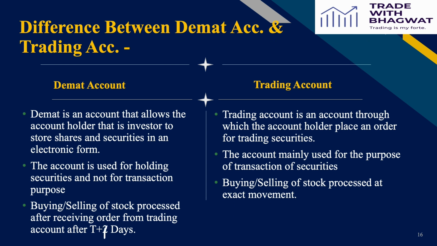So the difference between a demat and a trading account: a demat account allows the account holder, that is the investor, to store shares and securities in electronic form. The account is used for holding securities and not for transaction purposes. Buying and selling of the stock is processed after receiving the order from the trading account, after T+1 days. The second one is the trading account. The trading account is an account through which the account holder places orders for trading securities. The account is mainly used for the transaction of securities, buying and selling stock at the exact moment.